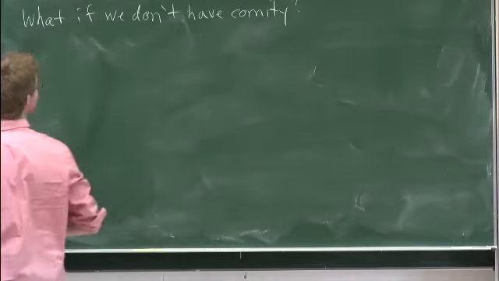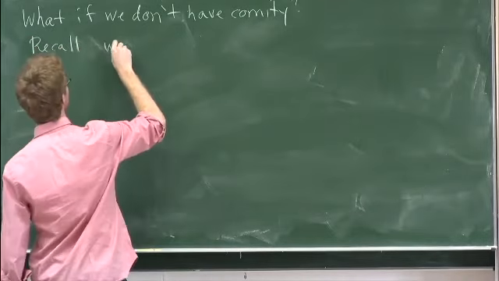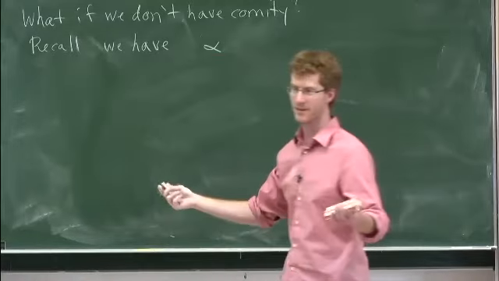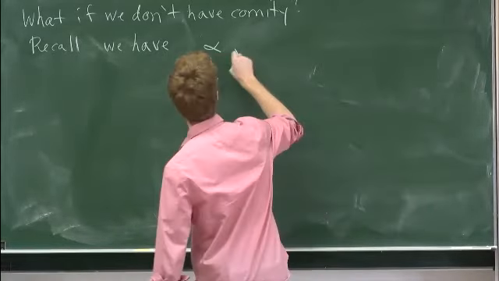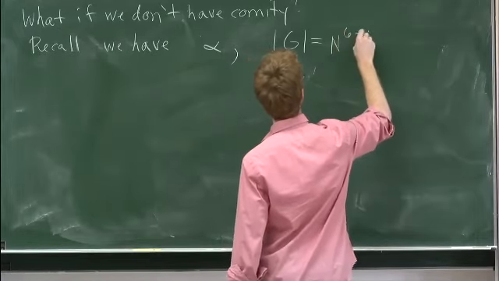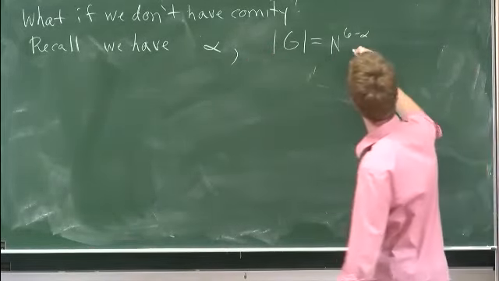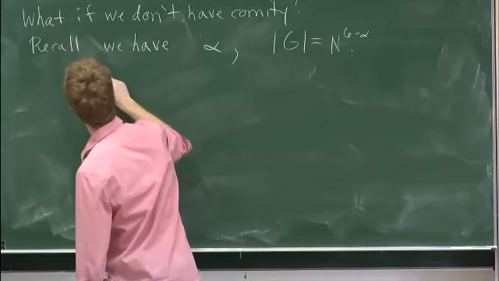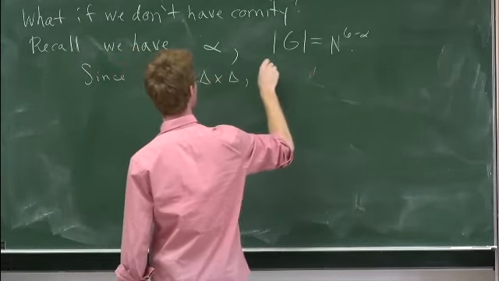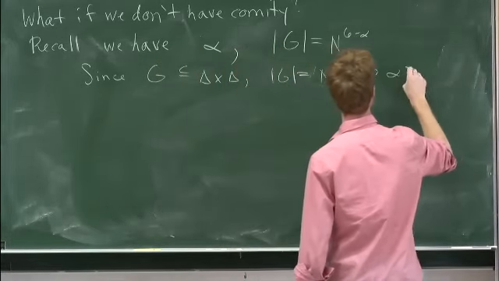So remember that we had this parameter alpha, which I'm going to call the height. We have some parameter called alpha, and the size of this graph of differences was n to the 6 minus alpha, just for the record. Well, since this graph of differences is, of course, contained in delta minus delta, we know that the size of the graph is less than n to the 6th, which implies that alpha is bigger than 0.